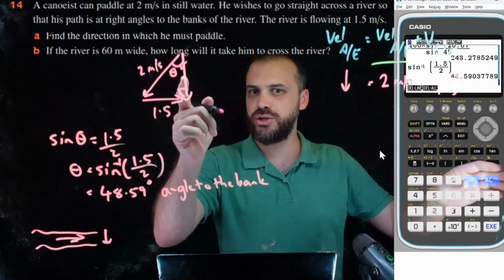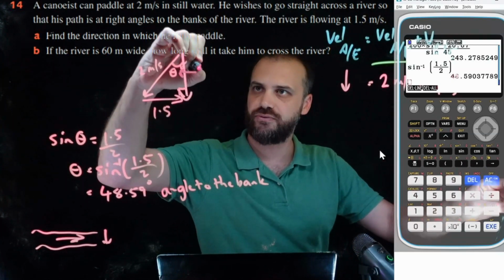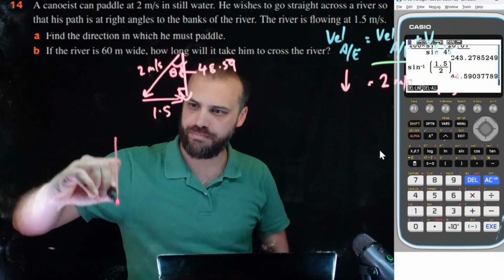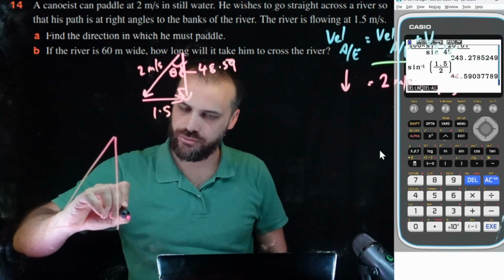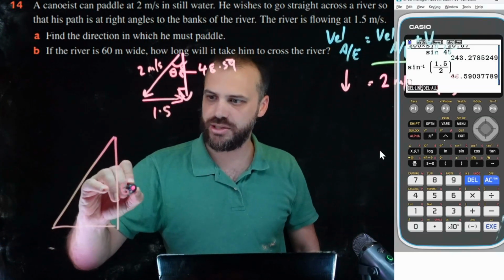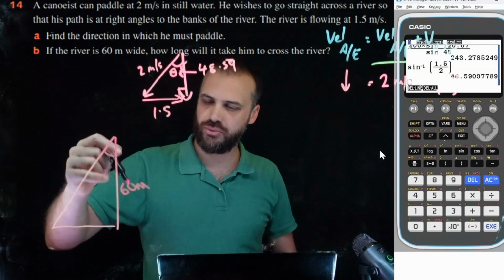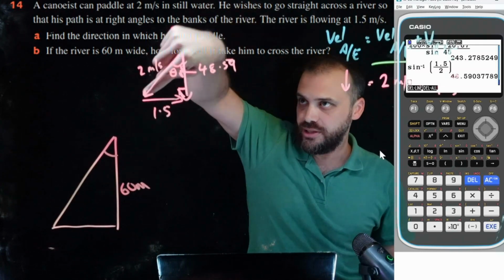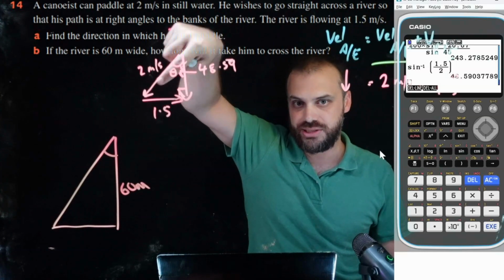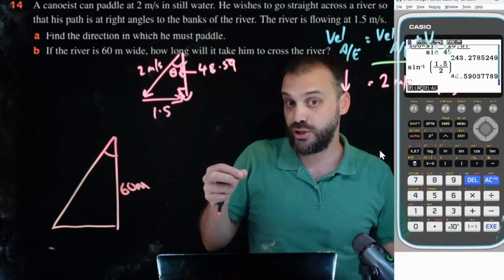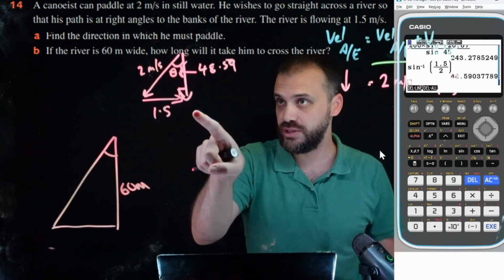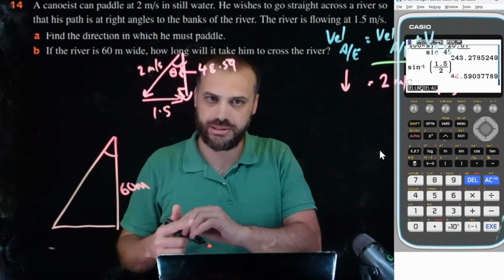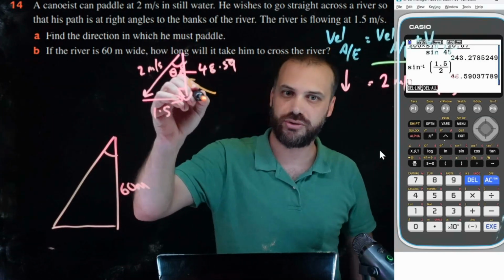All right, so we know this angle here is 48.59, right? I've gotten rid of all my working here so we can draw a big picture of our river, because now we know that our river is 60 meters across, right? And we need to get from there to there. Now, the paddler is going to paddle that way at 2 meters per second, but that's not where they're going to go. The path of the paddler, because of this, is going to be along this line here. So we really want to know what is the speed of the paddler along there.